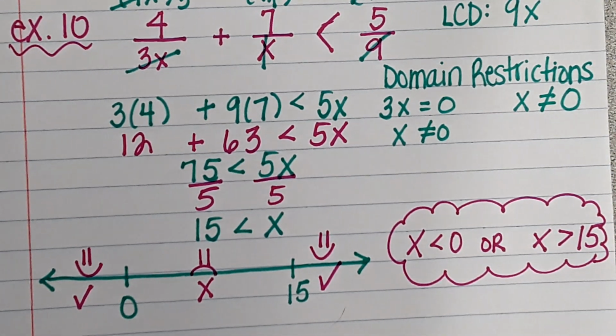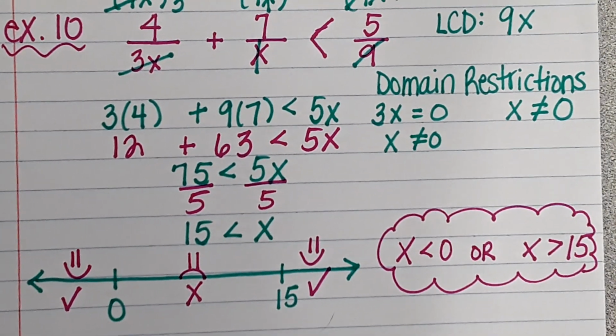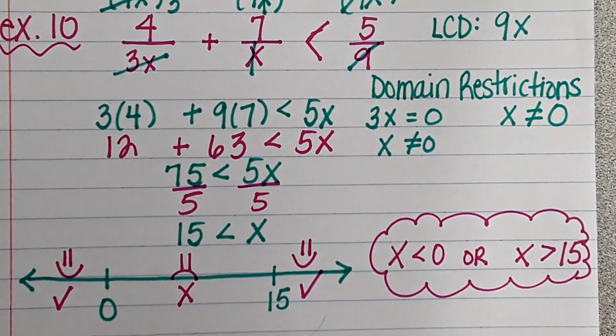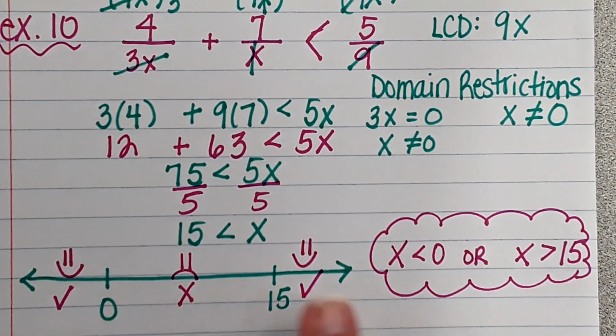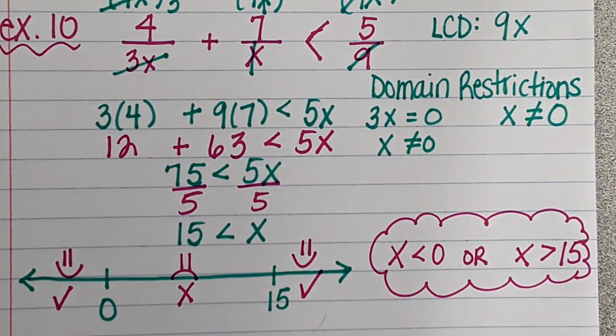What questions do you have? Again, once you get your answer, you need to test each section of the number line, and that's how you'll find out where x can be. Those two sections, you can use any of those sections to make it a true statement.